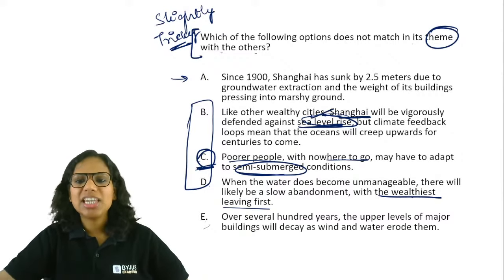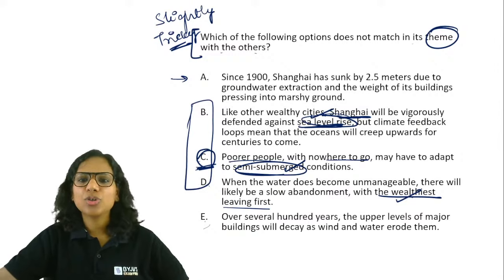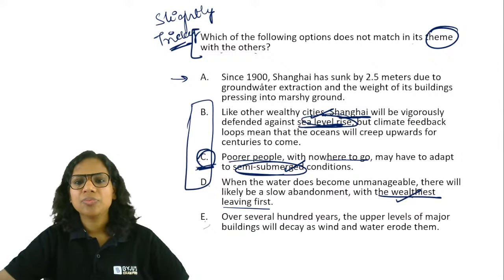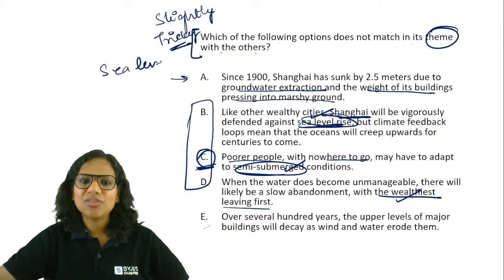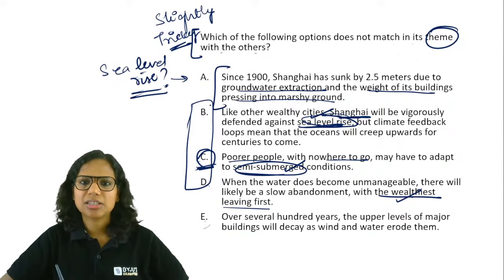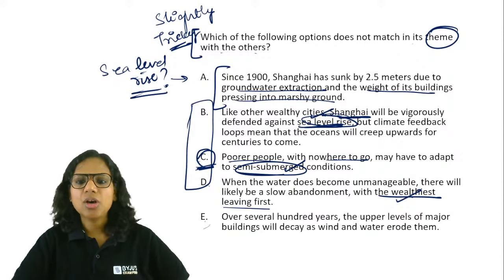We're talking about sea level rise, the damage that can be caused by water to Shanghai. Whereas here, we're talking about groundwater extraction. Since 1900, Shanghai has sunk by 2.5 meters due to groundwater extraction and the weight of its buildings pressing into marshy ground. Is this about sea level rise? Is this statement about sea level rise? Okay, now some of you must be thinking that maybe this is also not about sea level rise.